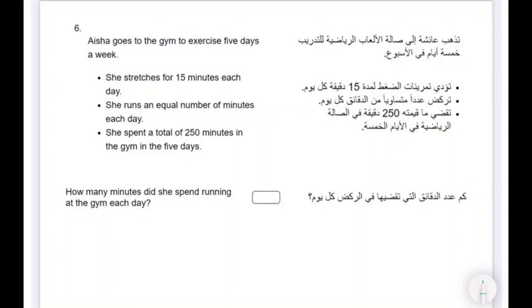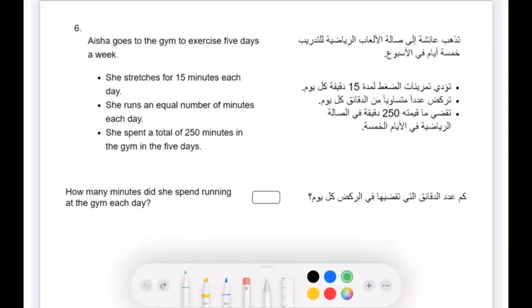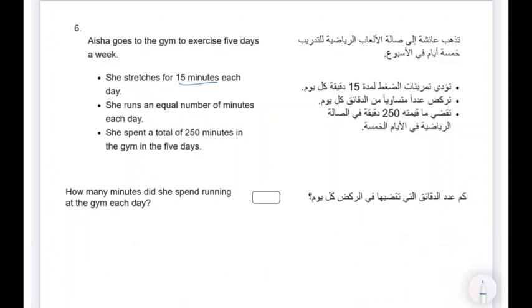Aisha goes to the gym to exercise 5 days a week. She stretches for 15 minutes each day. She runs an equal number of minutes each day. She spent a total of 250 minutes in the gym in the 5 days. So for every 5 days, the total of the minutes she spent in the gym is 250 minutes. So how do we approach this problem?